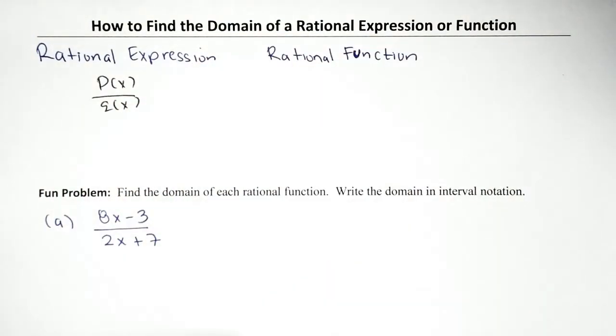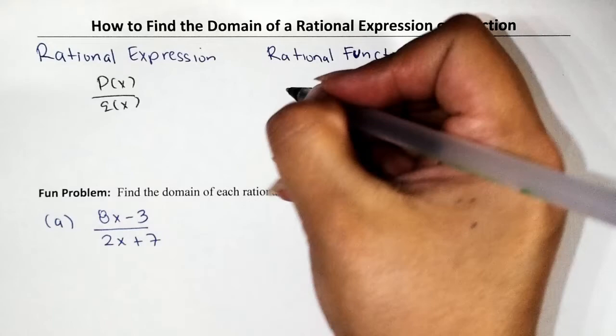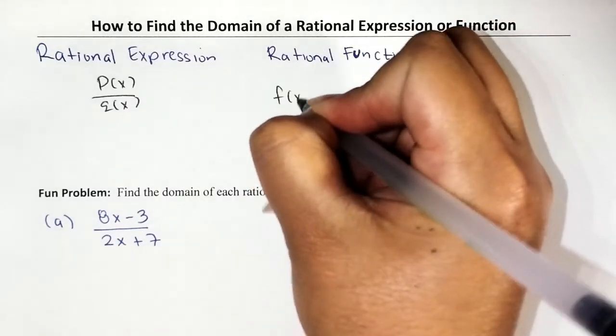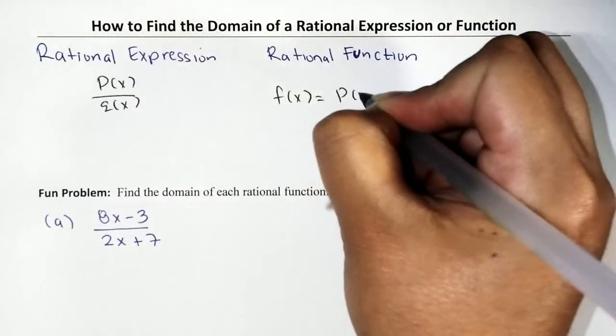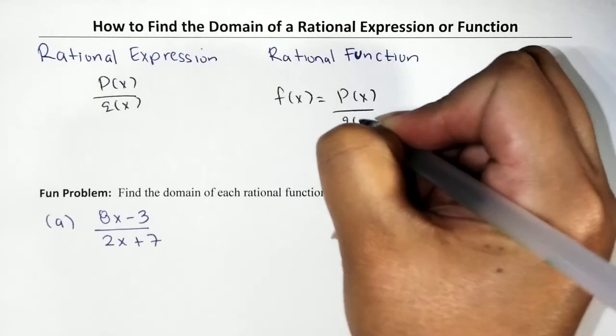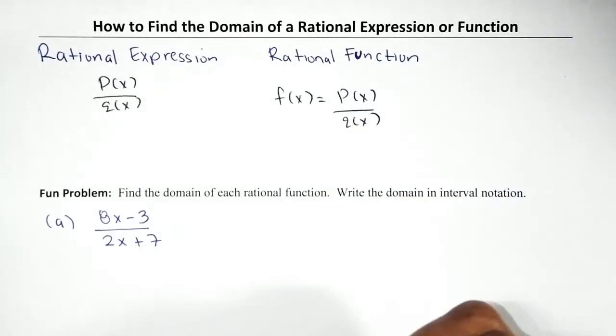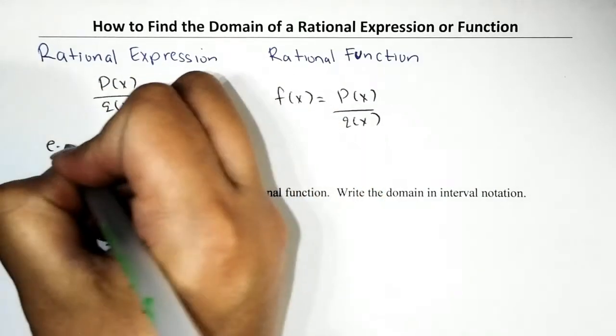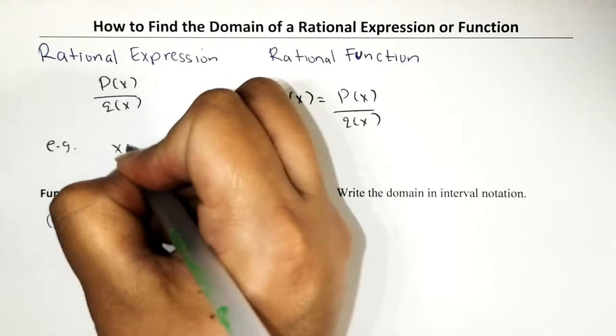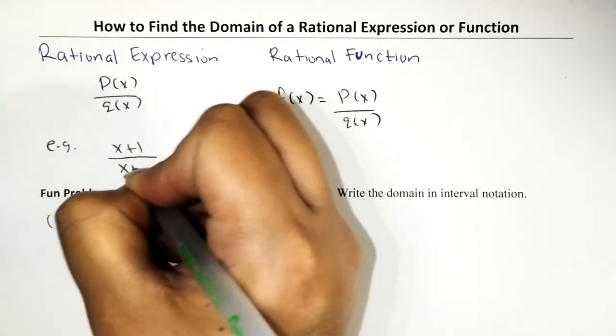What is a rational function? I'm going to tell you right now. A rational function is also a quotient of two polynomials, but the difference is that we will use function notation. So p of x over q of x. So in semi-English, a rational expression is a quotient of two polynomials. Like in this case, what if we just toss in x plus 1 over x plus 2?